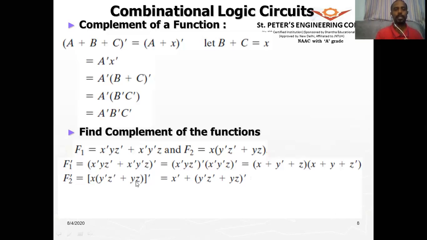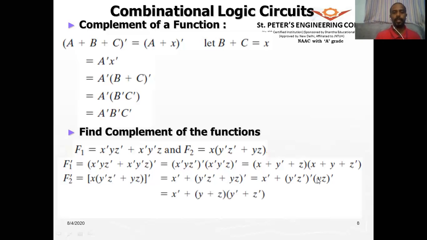So this whole thing is inside a bracket, so they are retained as it is, and the complement is applied for that. When you further simplify, this OR operation will become an AND operation here, and we have x complement z complement whole complement, and this term y z, the whole complement. So the result, when you further simplify, will be equal to x complement or y z complement, and so on.